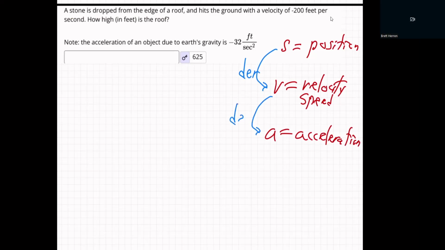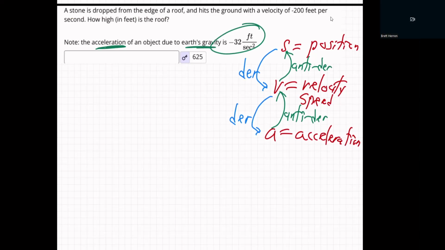And the relationships here: if you take the derivative of position, you get velocity. If you take the derivative of velocity, you get acceleration. And then backwards, the antiderivative of acceleration will go back to velocity, and the antiderivative of velocity is back to position.